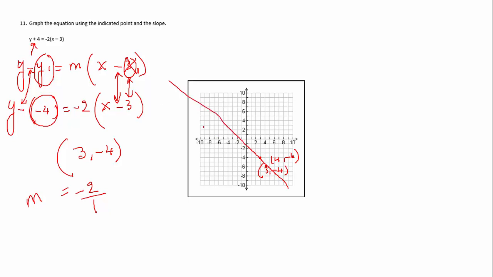Okay, so the first thing we need to do is plot the point 3, -4. This is 3, and then down 4. That's 3, -4. Then from this point, -2 over 1, we're going to go down 2 and right 1 because this is positive. So these are the 2 points that we need to join, and then just finish the line.